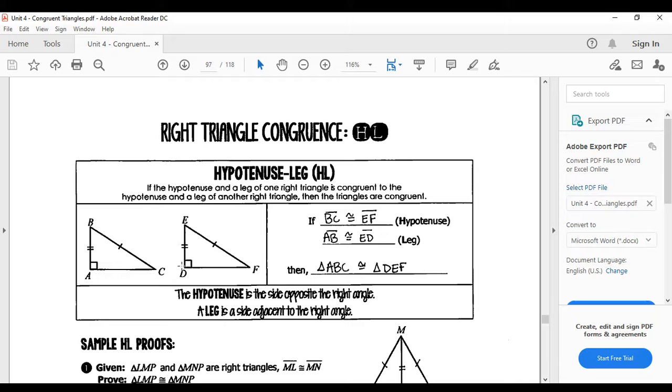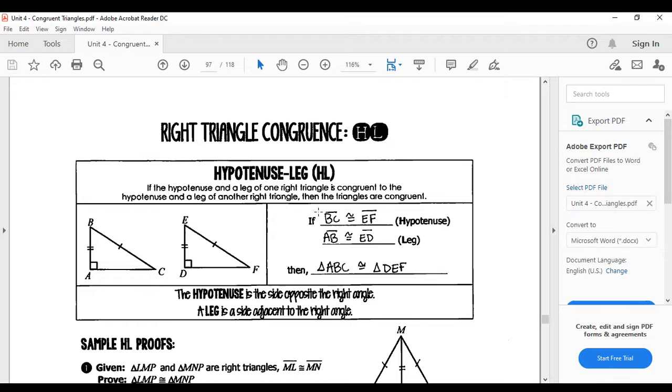These two sides that are adjacent to the right angle are the legs. The one that's opposite, across from the right angle, is the hypotenuse, and it says it right here as well, so you have a reminder. With an HL proof, we're saying if we have a leg congruent to another leg, and the hypotenuse congruent to the other hypotenuse, then we can say the triangles are congruent. All we need is a hypotenuse and a leg, and that's it, so the proofs tend to be shorter than other proofs.